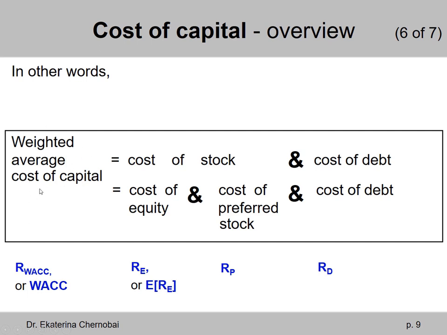Weighted average cost of capital will be denoted by WACC or R subscript WACC. The cost of equity will be denoted by capital R subscript capital E, or E and then in the brackets R subscript E. Cost of preferred stock R subscript P, and cost of debt R subscript D.